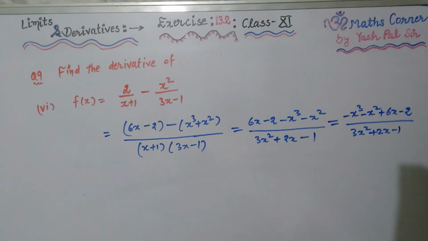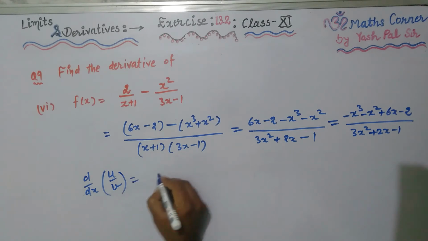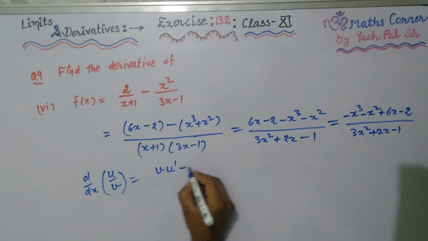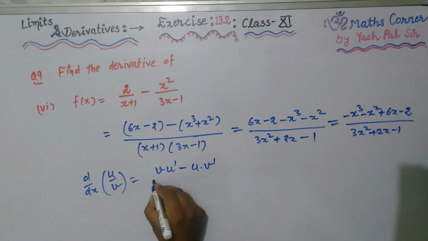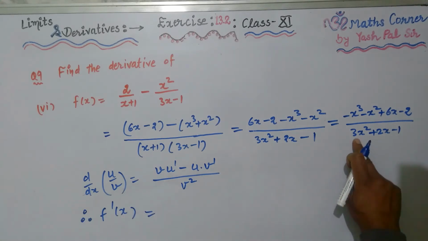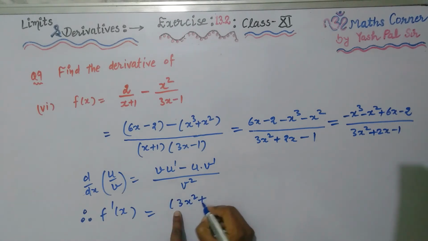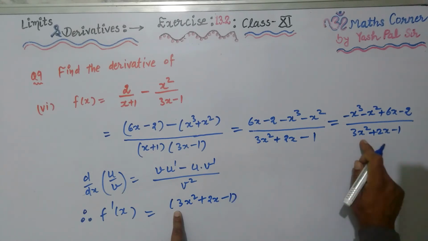Okay, so here we apply the quotient rule of derivative. What is that? Derivative of u upon v is equal to v into u dash minus u into v dash divide v square. This is the quotient rule of derivative. Therefore, here in this question, f dash x is equal to denominator, that is 3x square plus 2x minus 1, v.